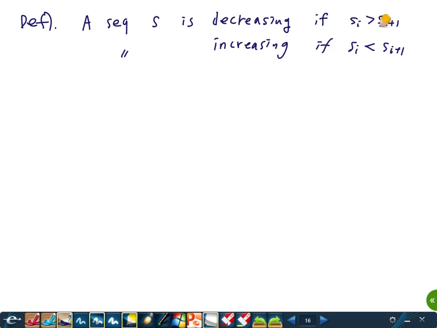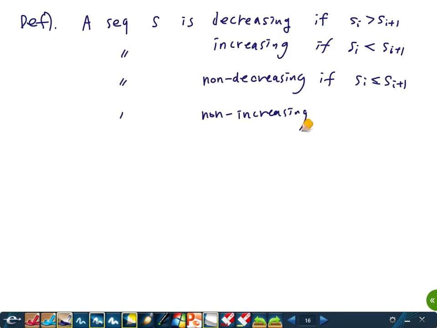And sometimes you want to have an inequality here, so it's non-decreasing. Non-decreasing means S_i is not greater than the next one, that means less than or equal. Or it's non-increasing if S_i is greater than or equal to the next one, for all i, not just for a single i, but for all i.